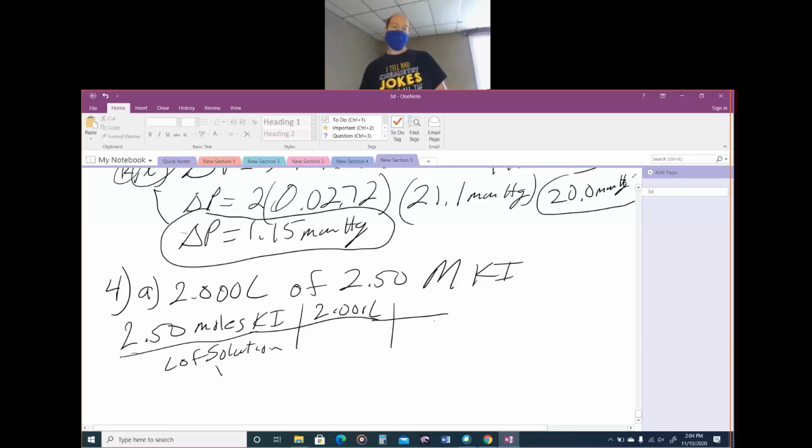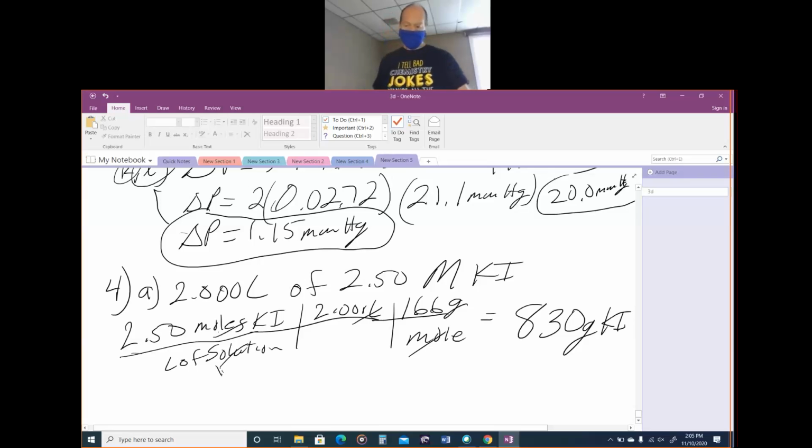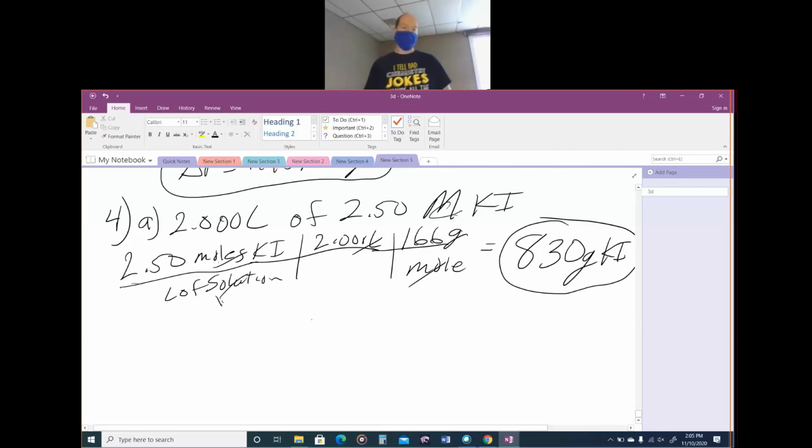All right, and we're going to have to weigh out our KI, which has a molar mass of 166 grams per mole. And so the liters of the solution cancel, the moles of the KI cancel, and now we know how much KI that we need to weigh out. We need to weigh out 830 grams. All right, so that does not answer the question. The question was, how do you make this? And 830 grams is just a big hunk of solid. That is not how you make it.